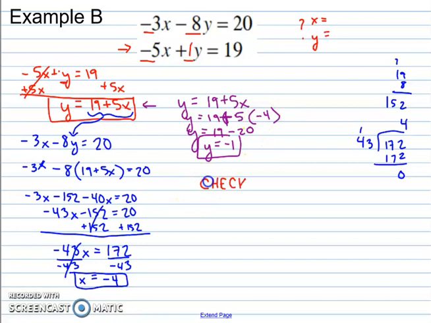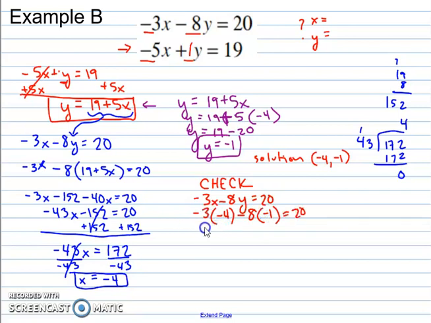So what we're saying is that our solution should be -4, -1. That should be the point that makes both of them true. And so now let's see. I'm going to start with -3x minus 8y equals 20. And I plug in. So -3 times my x, which is -4, minus 8 times my y, which is -1, equals 20.